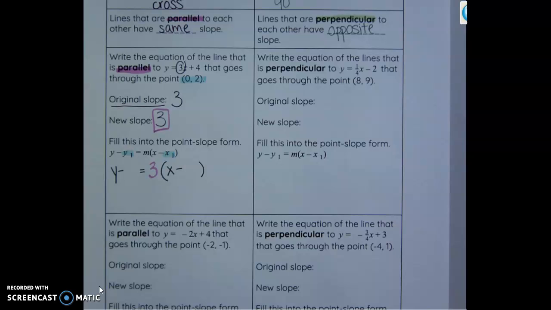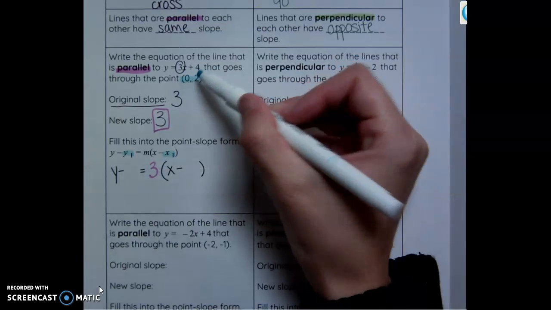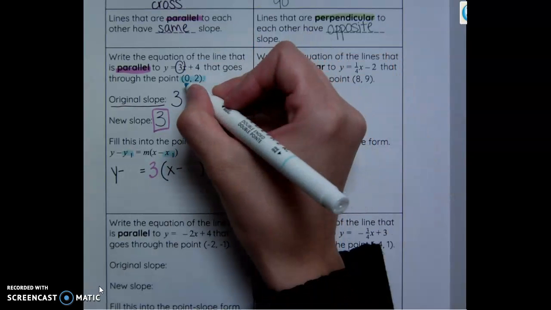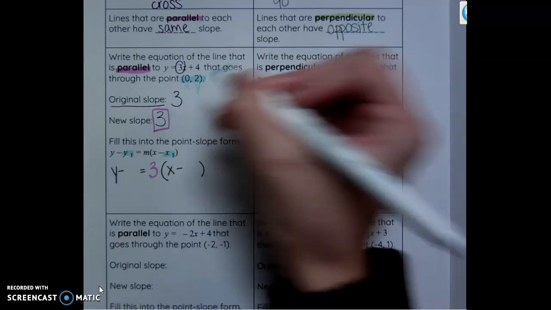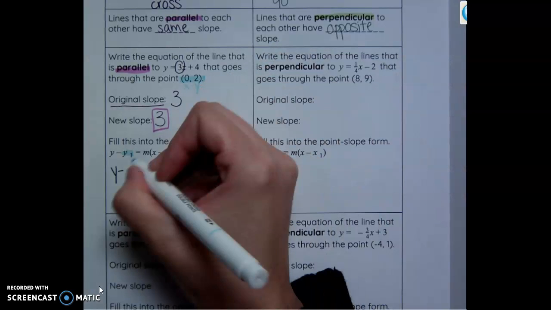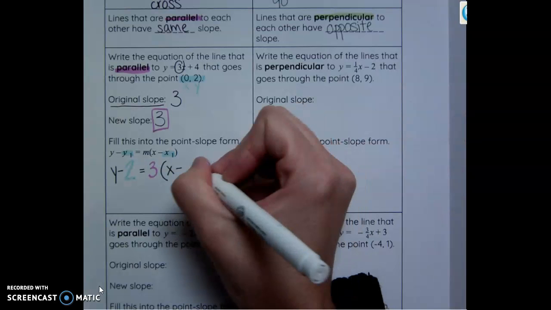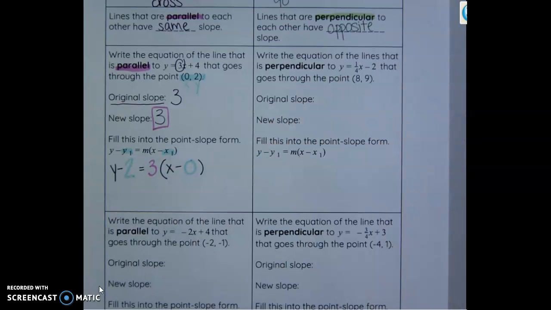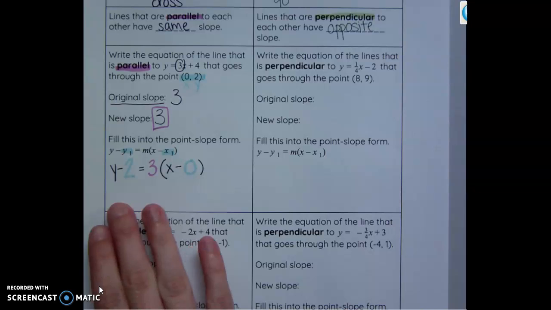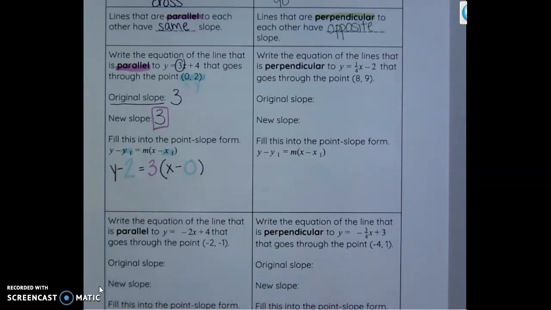And then it gives me this point right here, (0, 2). Well, this is my x, and this is my y. So y minus 2 and x minus 0. And for right now, we're just going to leave those like that. Okay, later on, we're going to change this into mx plus b form. But right now, we're just going to pause and we're going to leave it in point slope form.